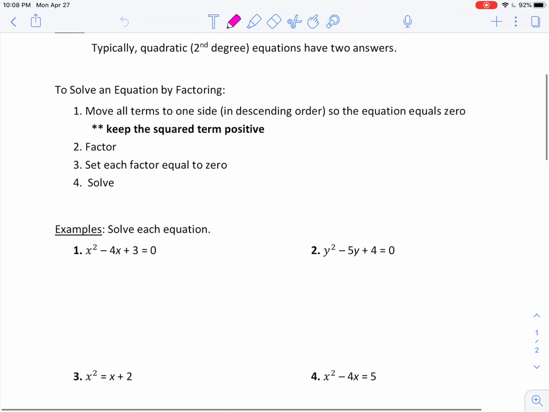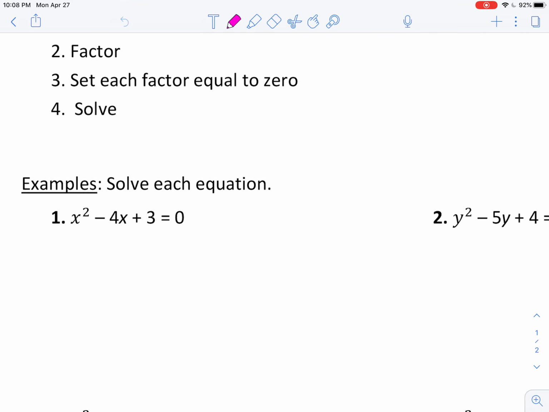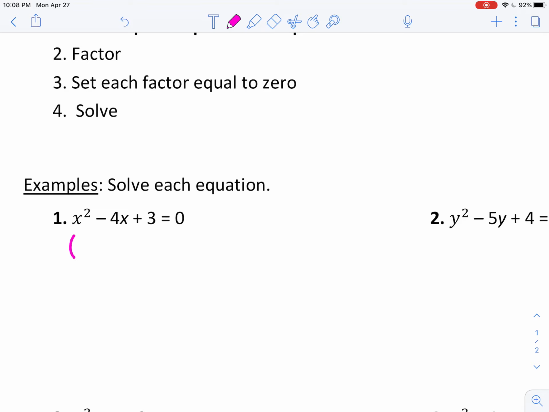When you take a look at the first example on your paper, it says solve each equation. In question number 1, we have all of our terms on one side of the equation equal to 0. They're also in descending order, x squared minus 4x plus 3. So we're going to factor the left side. We can write our 2 parentheses. X goes at the beginning of each parenthesis.